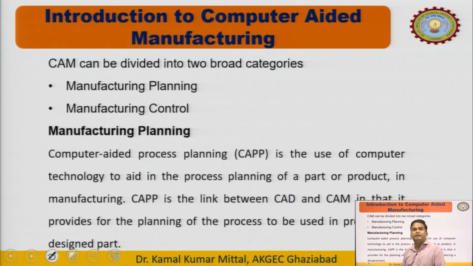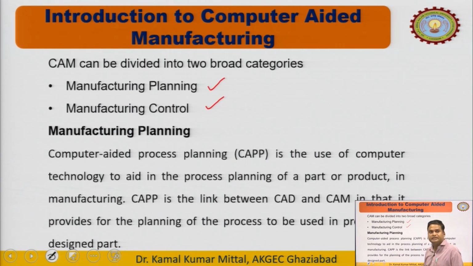Now CAM can be divided into two broad categories. CAM को दो categories में divide कर सकते हैं हम, manufacturing planning and control. Manufacturing planning and manufacturing control. So planning is basically the computer aided process planning.